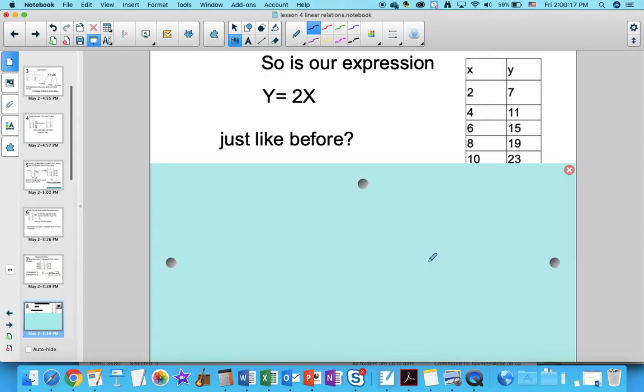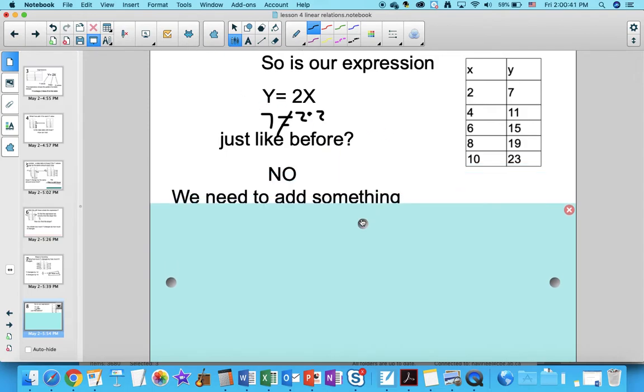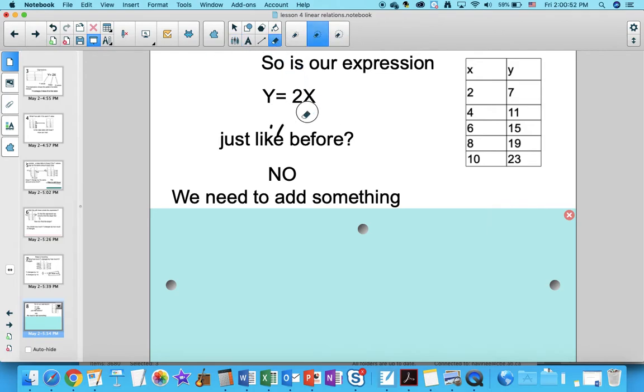Okay. So is our expression y equals 2x just like before? Well, let's check. Because again, we can check our answer. All right. Well, if y is 7, it should be 2 times x, or 2. Well, 2 times 2 does not equal 7. So it doesn't work. Right? No. We need to add something. Something needs to be added to our y equals 2x to make it work. What could we add to our original expression to make it work?